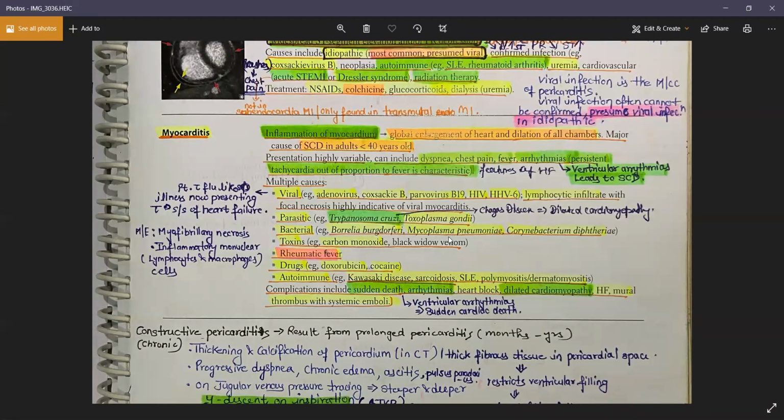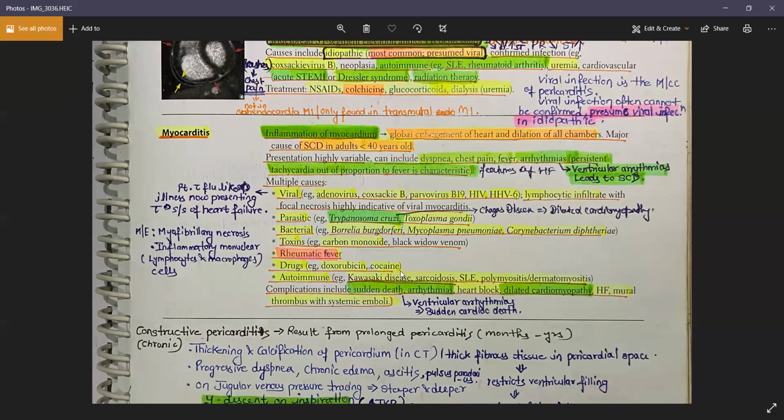Okay. Toxins like carbon monoxide and black widow venom can cause myocarditis. Rheumatic fever, we have discussed, can cause it. Drugs like doxorubicin and trastuzumab can cause dilation. Trastuzumab causes this dilation of the heart without any inflammation, right? But like we have discussed, doxorubicin can cause the dilation with fibrosis, right? So myocarditis would be there.